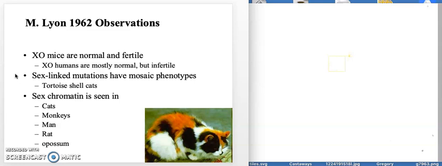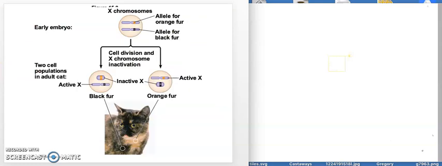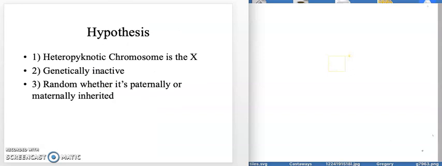Another piece of information she had was that this dark staining Barr body was seen in every mammal that had been looked at, from cats and humans and monkeys and rats to even possums. So Mary Lyon proposed that the dark staining spot was an X chromosome, and that it was just one of the X chromosomes that was genetically inactive or shut down. She also proposed that which X chromosome was shut off was random, so it could be the one that the female got from her mom or from her dad.